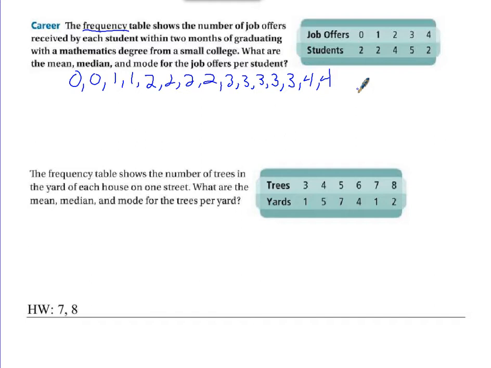Now we can calculate the measures of central tendency. So for X bar, what do we have?